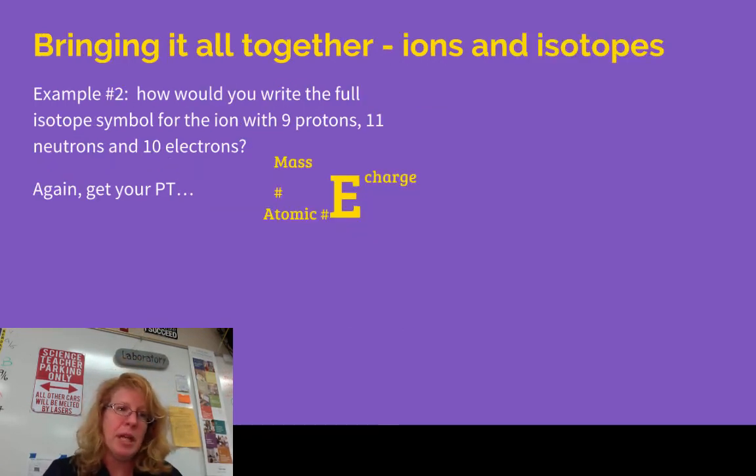All right, last one here. In terms of bringing all of this together, we can combine ions and isotopes just to see if you know what you're talking about. I know you don't, it's okay. But in terms of practicing on this one, so how would we write a full symbol for an isotope of an ion with 9 protons, 11 neutrons, 10 electrons?